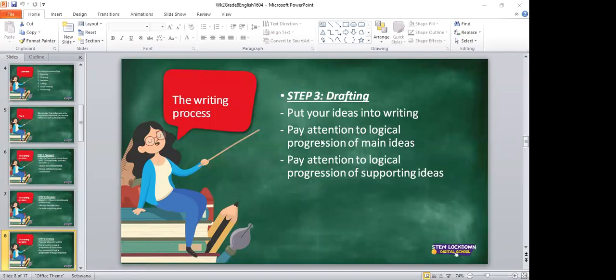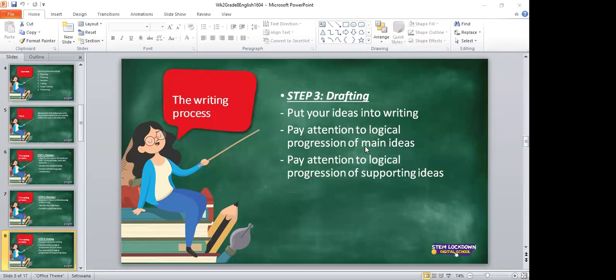So drafting. When you draft, you put your ideas into writing. That's all, you write. After you've planned and seen how your ideas link together, now you write. You put your ideas into writing, and then you pay attention to the logical progression of main ideas. After you're done writing, you read it. Does it make sense? Does it go logically? Is there logic in what you're saying? Is there order in what you're saying?